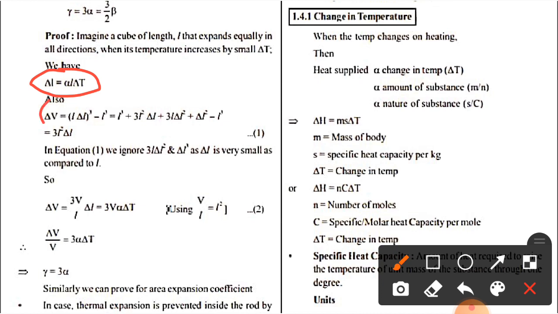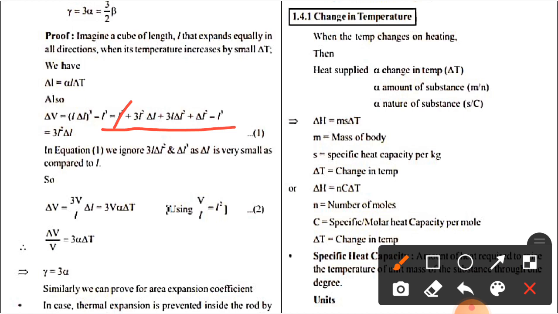So see, delta V is the change in volume. So L plus delta L, here we have to write plus. So (L plus delta L) cube minus L cube. This formula comes for delta V because if we are talking about volume in three dimensions, we are taking a cube as three dimensional. So the volume of that cube will be length cube, right? So if we now expand this formula, we get L cube plus 3L square delta L plus 3L delta L square plus delta L cube minus L cube.